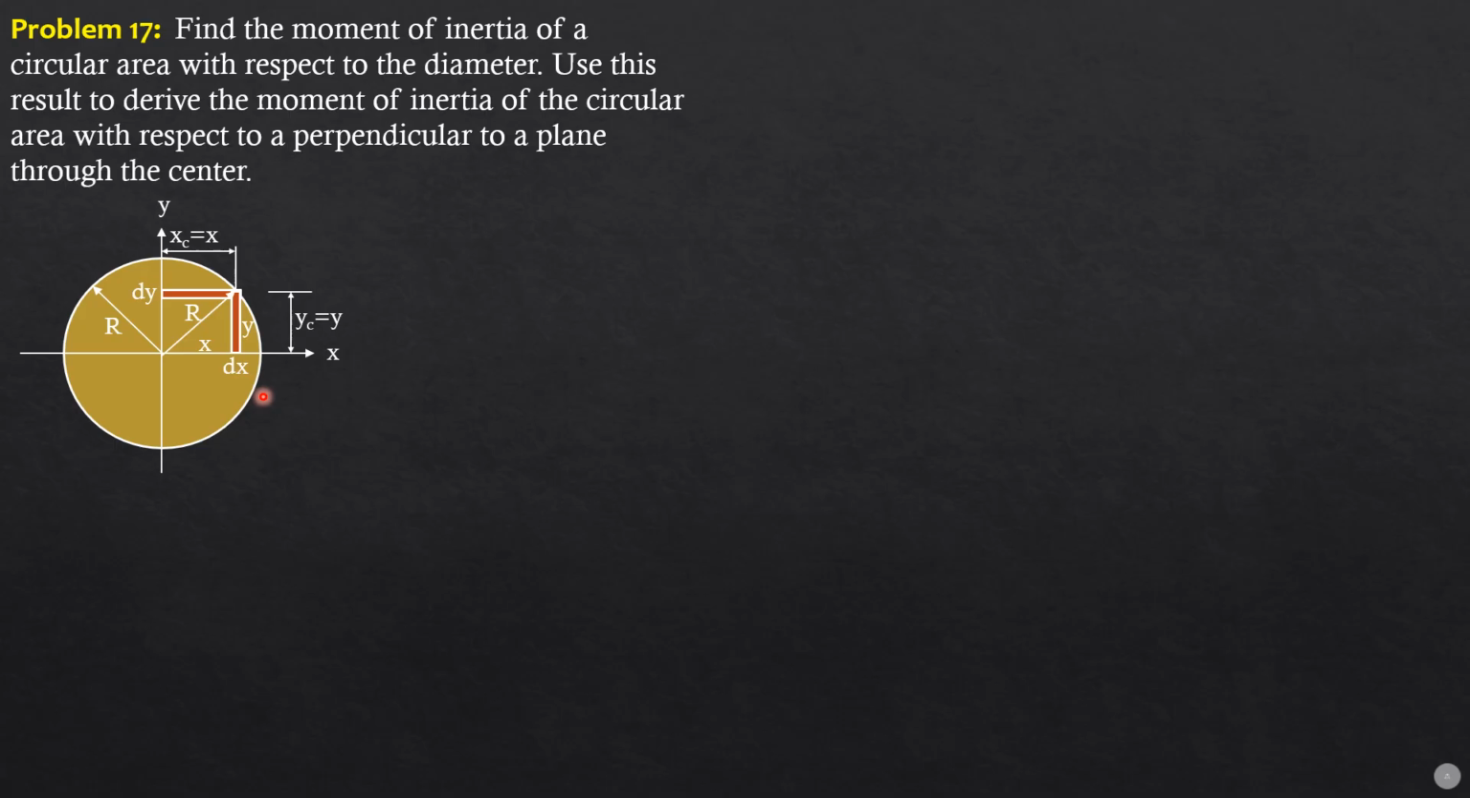The circle lies in all quadrants. It is symmetric. So we will multiply the moment of inertia by 4. So integral of constant distance squared, which is y sub c, which is just y, times the differential area. The differential area is the area of this rectangular strip, which is equal to x sub c, or simply x, times the thickness dy.